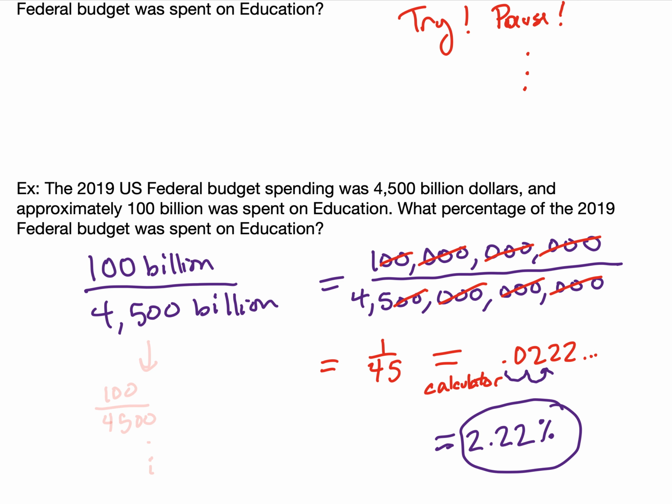One last thing to note, as we see with those crossed out zeros, we could have also just done 100 divided by 4,500. We could have essentially left off the billions and just continued the same way that we did on the right. And so with all of these, again, you can use a calculator, you can do it by hand, you can use a combination of mental math and your calculator. Whatever works best for you is totally fine.